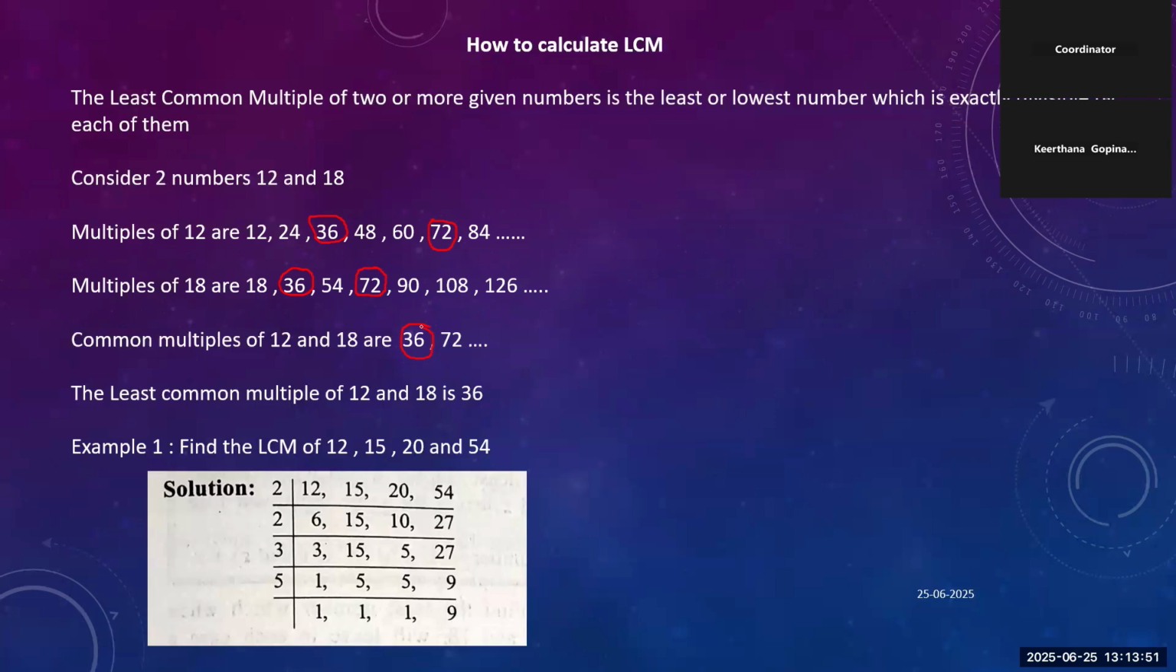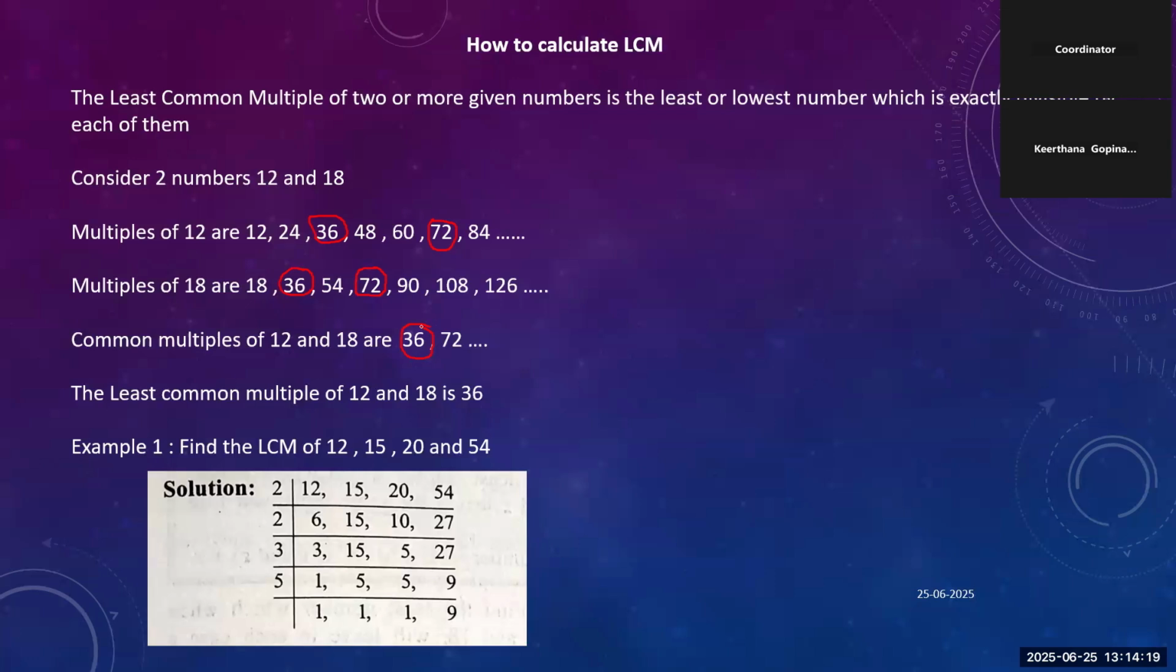You can choose the least divisor and divide it. Typically in LCM, you have to divide with prime numbers, 2, 3, 5, 7. Those are the kind of divisors which you should use.